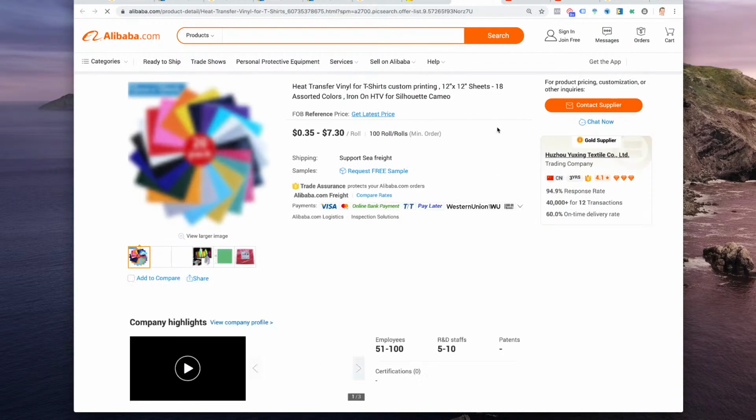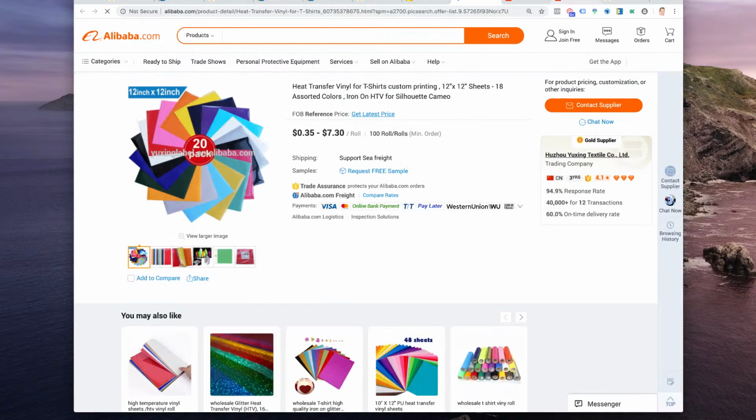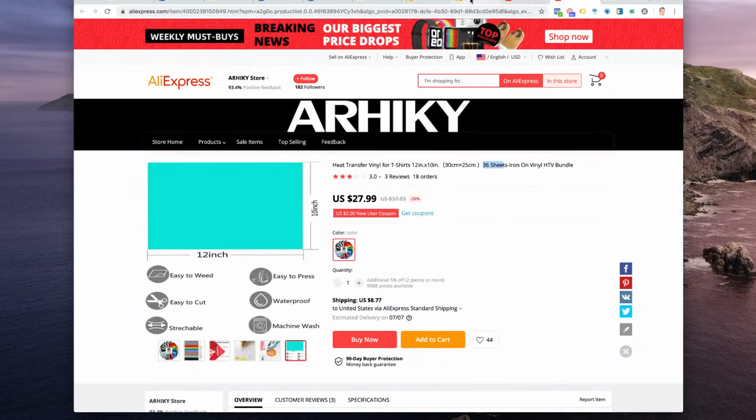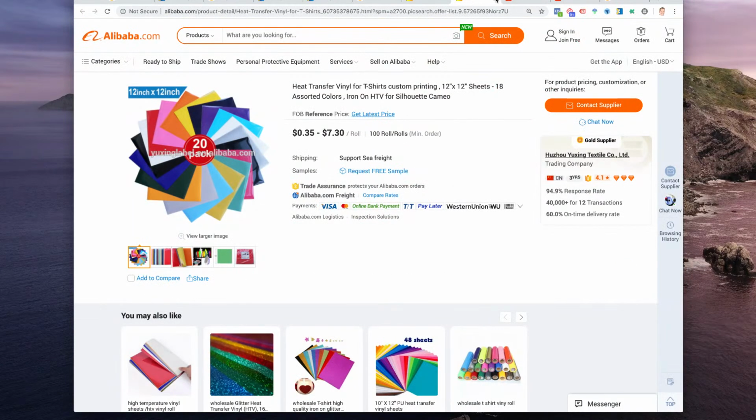Like here's one for 20. They might be able to make you the 36 bundle. They're just not advertising it currently. So you could contact them and ask them, hey, could I get this in a 32 pack, a 36 pack? Could I get it in a 42 pack? Can I one up what they're doing? It's very possible that they could. And at that point, you're looking at a roll, minimum of 100 rolls at $7.30. So now we're starting to get down into the real numbers here.